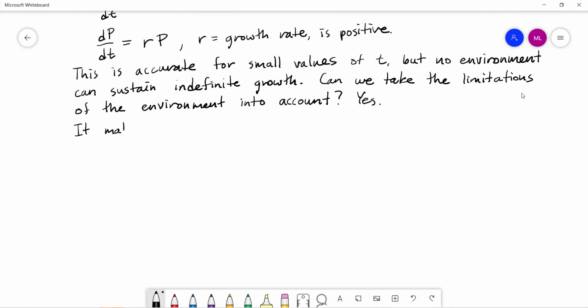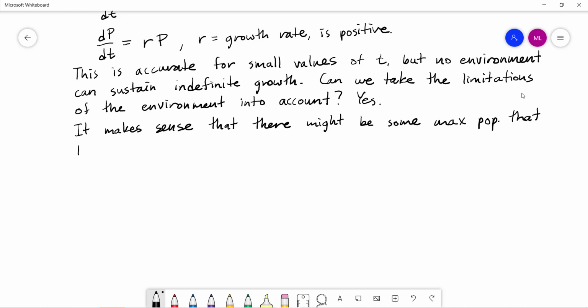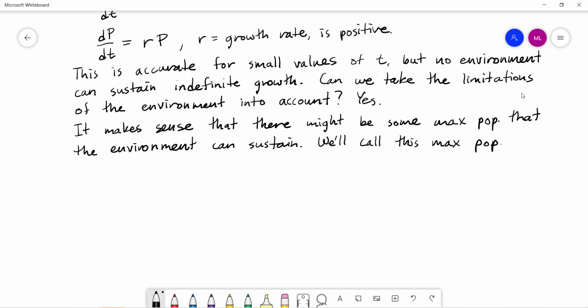So it makes sense that there might be some maximum population that the environment can sustain. And I'm going to call this population capital K. We're going to refer to it as a carrying capacity. So we'll call this maximum population the carrying capacity, and refer to it with the capital letter K.